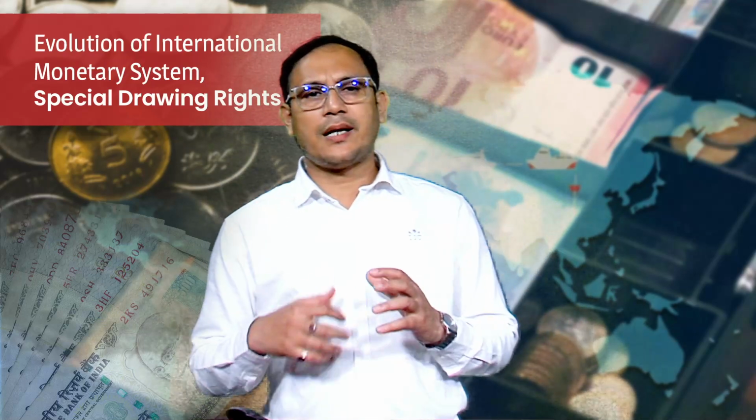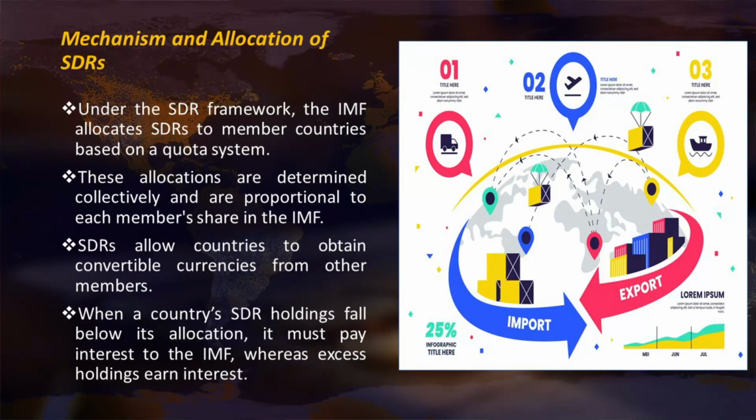Now we need to understand the mechanism and allocation of Special Drawing Rights. Under the Special Drawing Rights framework, the International Monetary Fund allocates SDRs to member countries based on a quota system. These allocations are determined collectively and are proportional to each member's share in the IMF. That means the higher the share in the IMF of a country, the higher is their SDR.